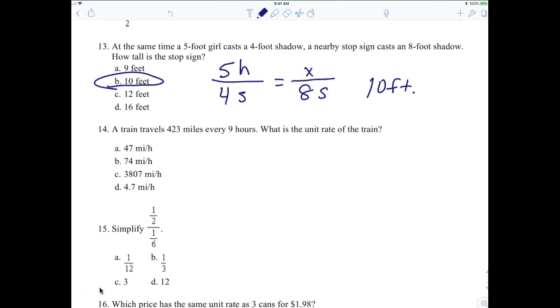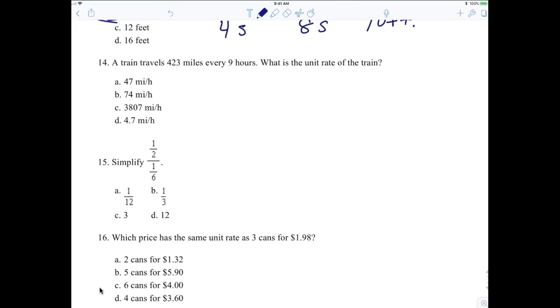All right. Next, it says a train travels 423 miles every 9 hours. You just have to divide. Just divide by what? 9. So again, we're going to say 423, and we're going to divide it by 9, and that becomes what? 47 miles per hour. 47 miles per hour. All right.